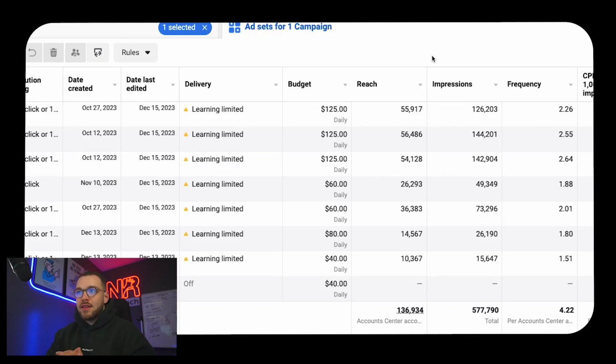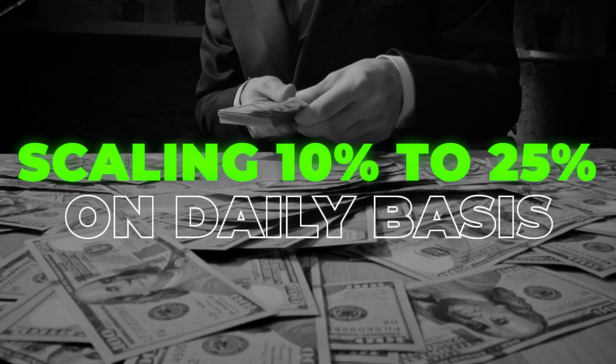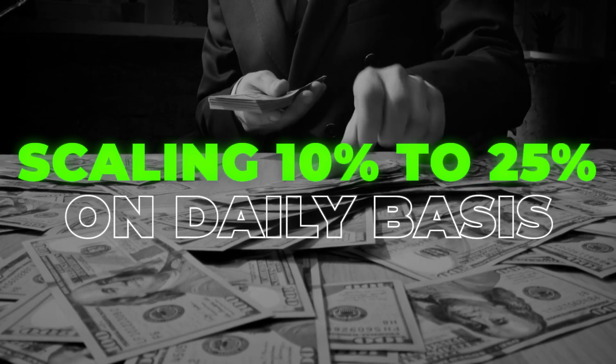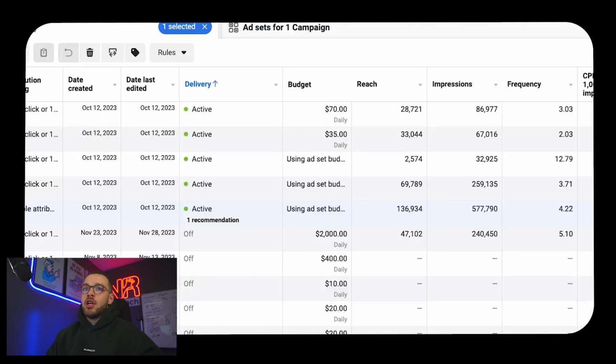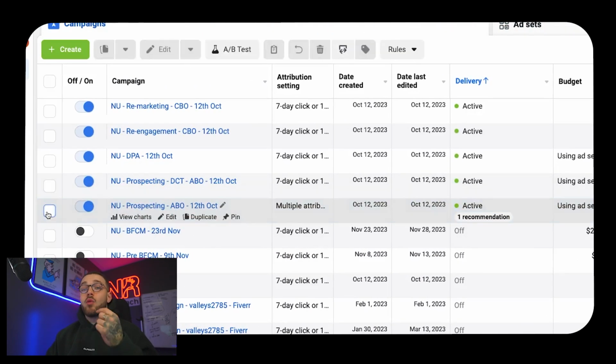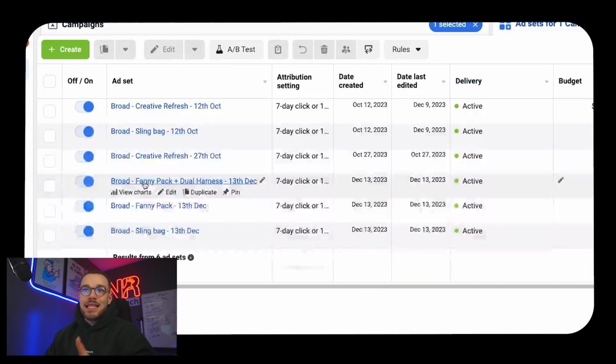How's everything look over the last 7 days? Okay, great. Let's scale the budget 10 to 25% on a daily basis per ad set that we want to increase. We're really not looking at the overall budget on the account. We're looking at just what are the overall KPIs on the account as far as our cost per acquisition. And then the other campaign that we are running every single time with a brand new ad account is going to be our prospecting DCT, right?